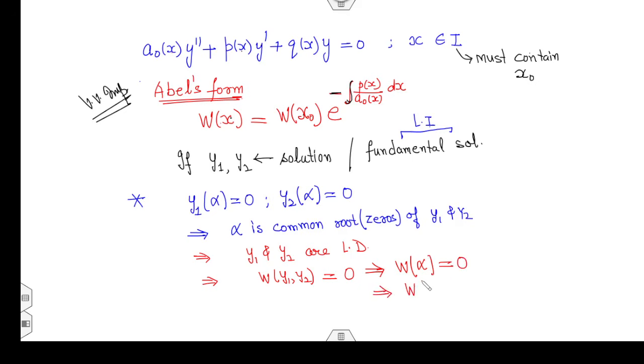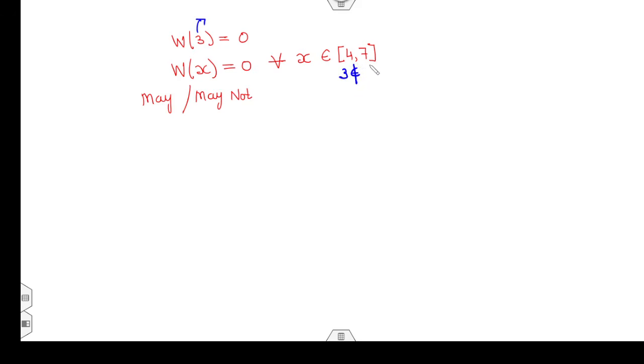If at some point the Wronskian is 0, that means the Wronskian at a given point x is also 0 for all x belonging to the interval I, and that I must contain alpha. In other words, if I say the Wronskian at the point 3 is equal to 0, can you say the Wronskian at the point x is also 0 for all x belonging to (4, 7)? The answer is may or may not be. Why? Because the given point 3 does not belong to (4, 7).